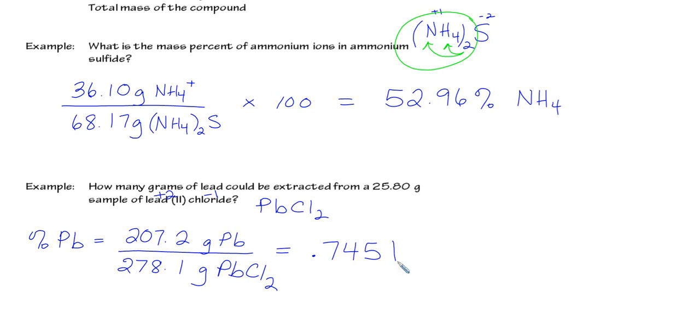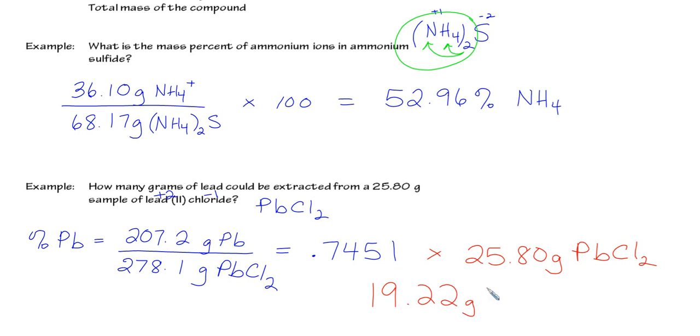So I'm going to leave it as a decimal because then if any sample of lead chloride is about 74% lead, let's just multiply by my sample size. I've got 25.80 grams of that lead chloride. And it's about 74%. So if we leave it as a decimal, we can just multiply across. We should have about 19.22 grams of lead.